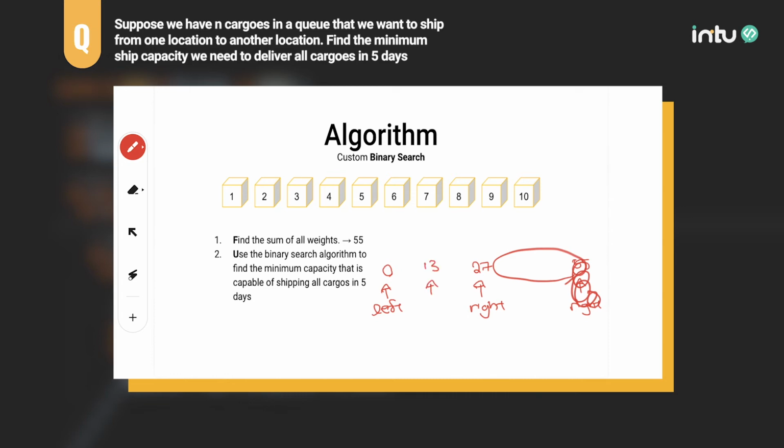And 13, the capacity 13 is not enough to ship all these cargoes within 5 days. So you would actually move your left point here and get rid of all these possible capacity. Then you will iterate this process until your left and right point is different by 1 or less. And you'll figure out that the minimum capacity you need to ship all these cargoes is 15.